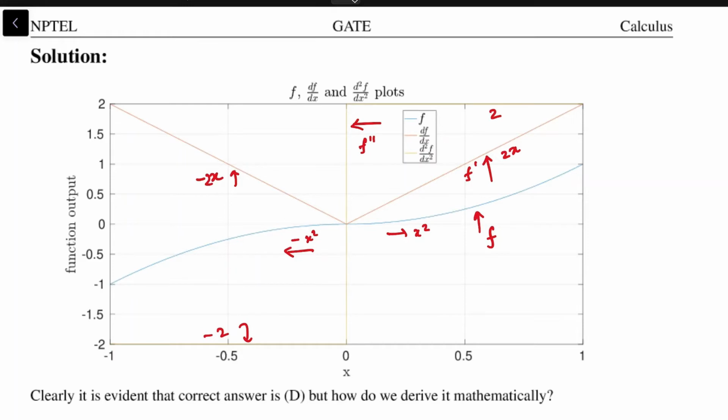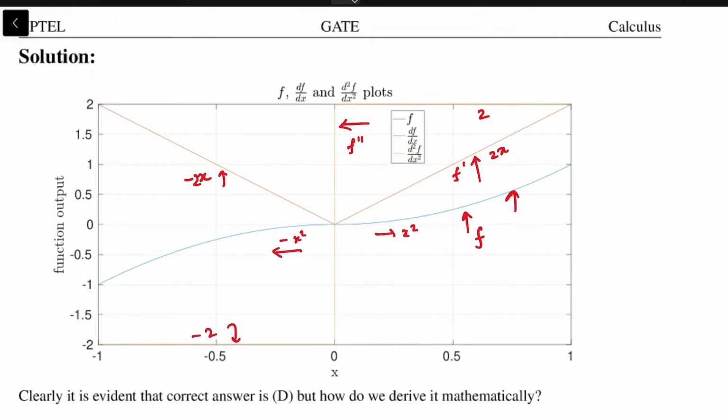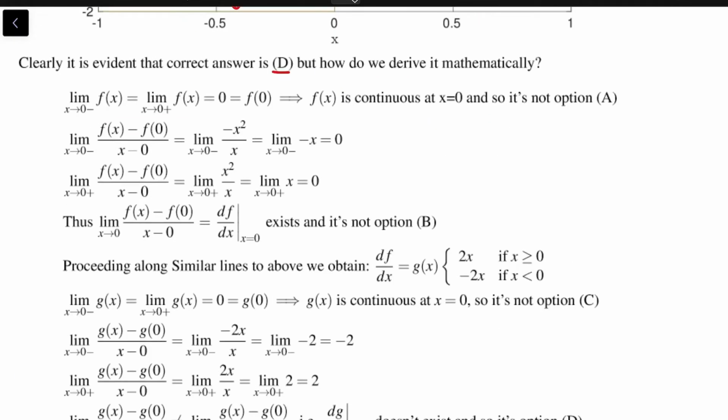So it is quite evident that the correct answer is that it is continuous. It is differentiable, but its first derivative is not differentiable at x equal to 0. That is, this is f of x. It is differentiable because it has a derivative, but of course f dash of x has a kink, that is a point which is like that at x equal to 0, which is to say that it is not differentiable over there. Visually we can see it. The answer is D. But how do we derive this mathematically now?